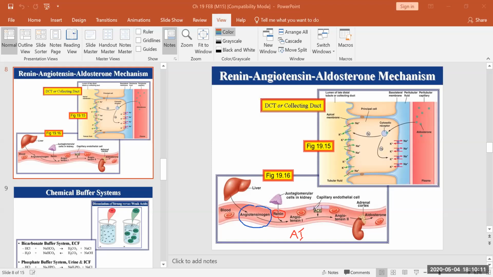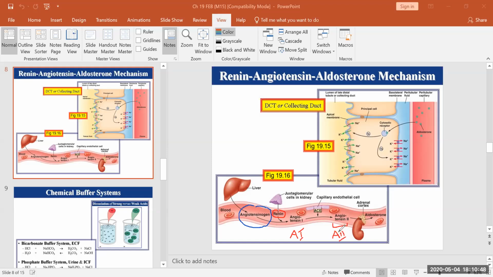And the endothelial cells, meaning the simple squamous epithelial cells lining the capillary walls, produce and release another enzyme called ACE, angiotensin converting enzyme. This enzyme will convert angiotensin 1 into an active hormone, angiotensin 2.